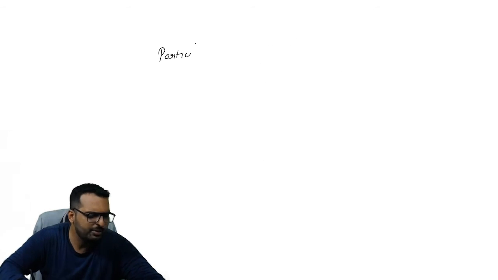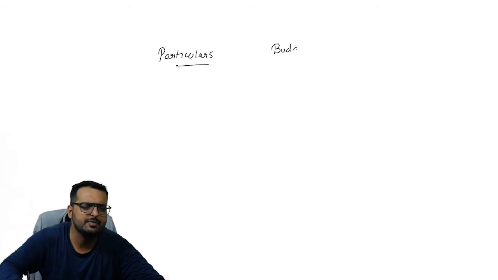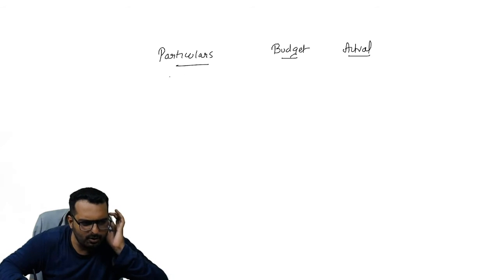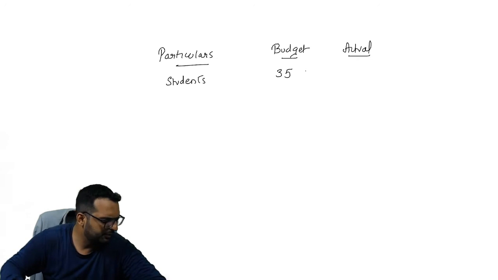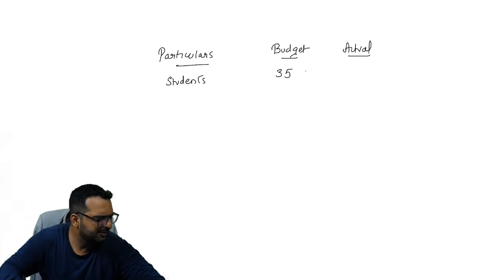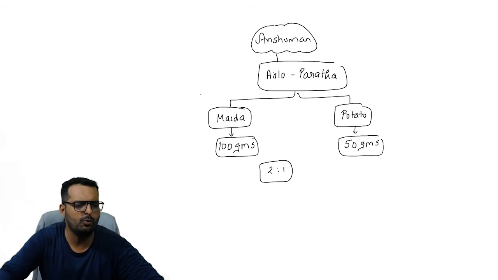Now, my dear friends, how many people are attending class today? 35. 5 fellows have escaped today. Budget, actual. So, the number of students for which they are going to make aloo paratha is 35. Priya is there. Fine. So for 35 students, tell me friends, how many grams of maida will be required?